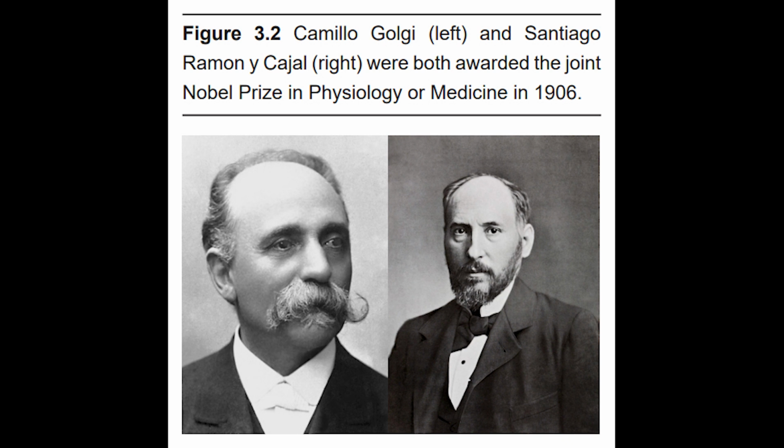The neuron doctrine represents our current understanding of how the nervous system is organized, and this chapter is focused on describing the anatomical features of the nervous system at the cellular level.